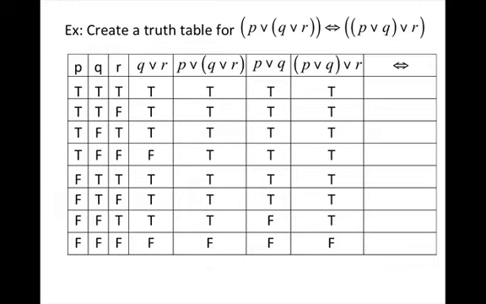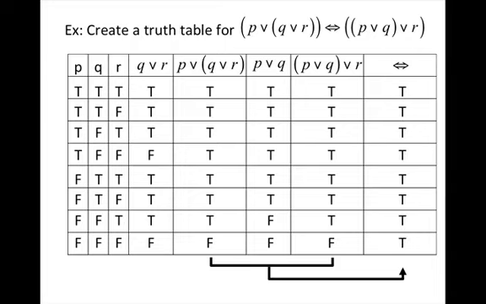Finally, for my overall compound proposition, I look at my biconditional. To complete the column for the biconditional, I want to compare what comes before it to what comes after it. What comes before it is my P or Q or R, and what follows the biconditional is the P or Q or R. I compare these 2 columns and I'm looking for the places where these have the same truth values. Well, if you look at these columns, they always have the same truth values. Since they always have the same truth values, my biconditional is always true.